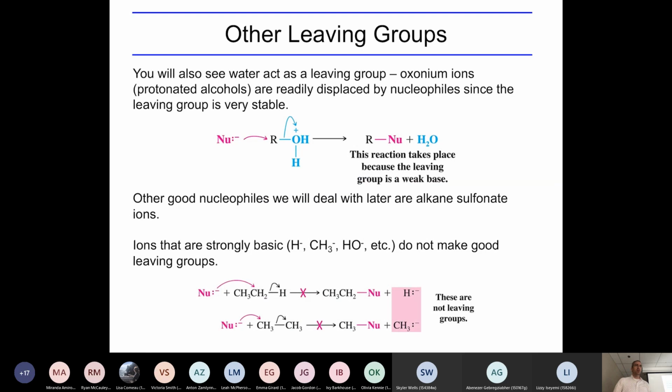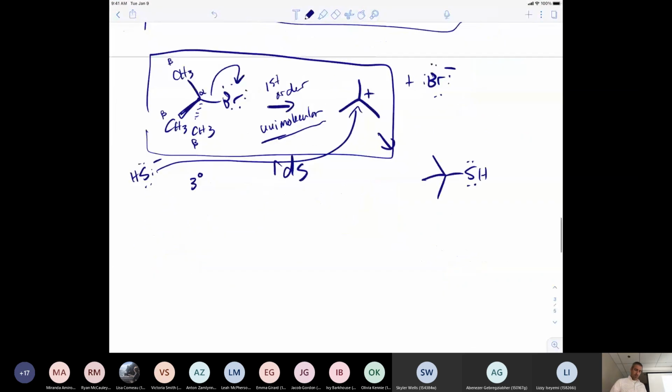Other leaving groups that we will use, we may or may not get to in chapter 11. We've got a lot of awesome leaving groups that we can talk about when we get to that chapter. But if we don't get there, water is a good leaving group. So how do you get water as a leaving group? If you have ROH2+, what the heck is that? Well, I'll show you. Let's say you have an alcohol, something like this, tertiary butanol.